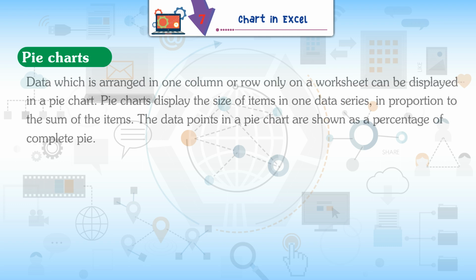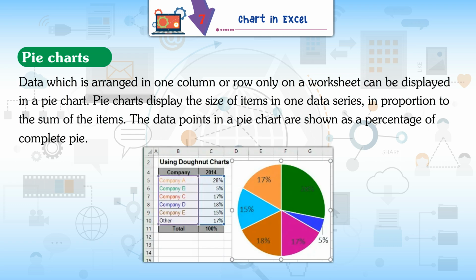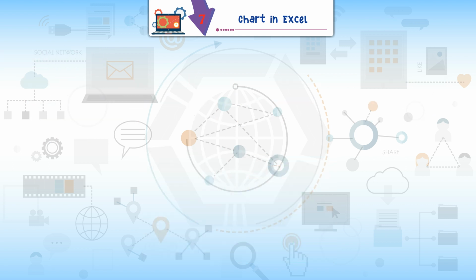Pie charts. Data which is arranged in one column or row only on a worksheet can be displayed in a pie chart. Pie charts display the size of items in one data series in proportion to the sum of the items. The data points in a pie chart are shown as a percentage of the complete pie.